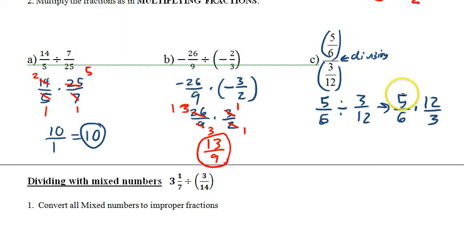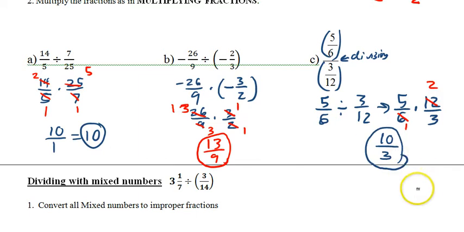And we can now reduce. 5 and 3, nothing, but 6 and 12 both contain a 6, which gives us 10 over 3. And that's what you should have gotten. These are 3 different types that we have. We have a basic, we have negatives, and then we also have a complex fraction.